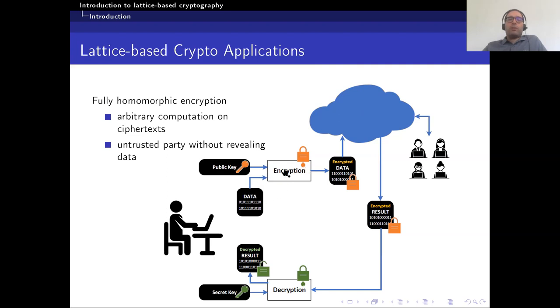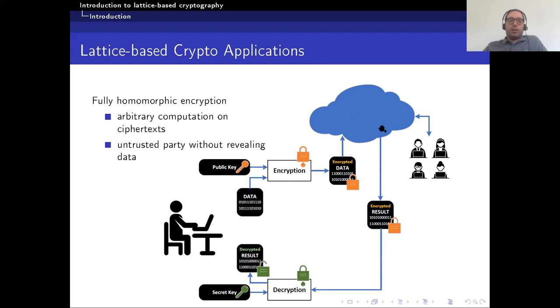So when you encrypt your data, 2 will be changed to another encrypted value, for example, 5, and 3 will be encrypted to another value, such as 7. And instead of 2 plus 3, the addition between 5 and 7 will be computed. And then the encrypted result will be sent to you.